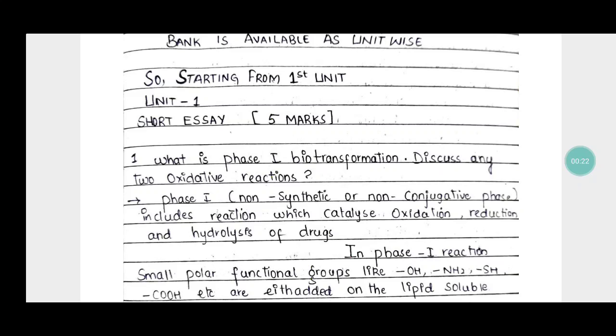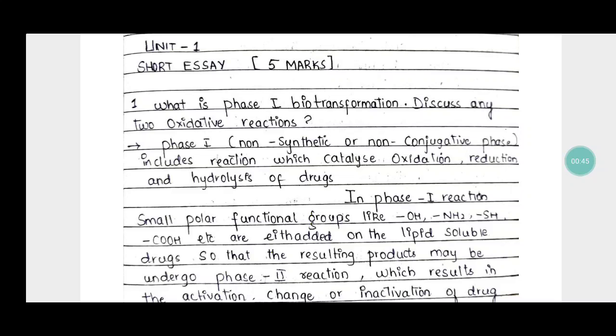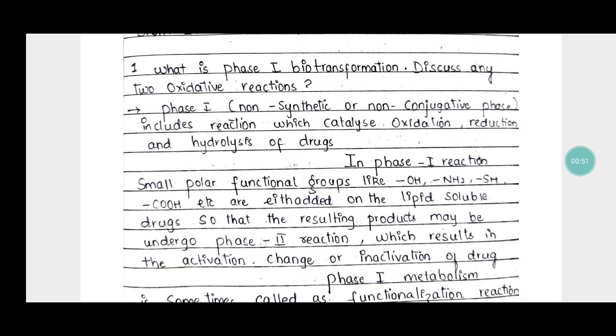And the answer: phase 1 is the non-synthetic or non-conjugative phase, which includes reactions that catalyze oxidation, reduction and hydrolysis of drugs. In phase 1 reactions, small functional groups like hydroxyl, amino and carboxylic groups are added to the lipid soluble drug so that the resulting products may undergo further reaction, that is phase 2, which results in activation or inactivation of the drug.